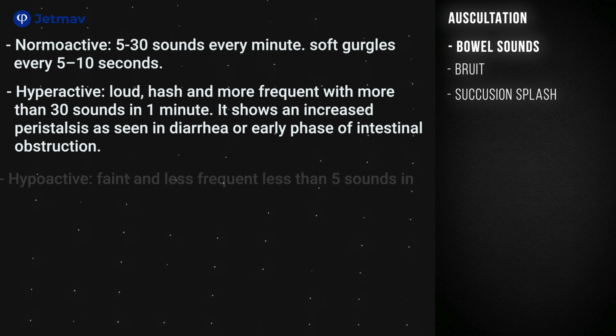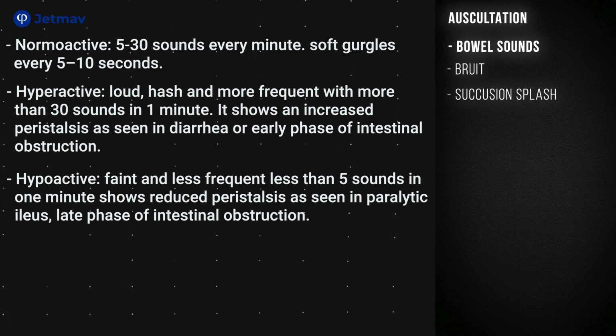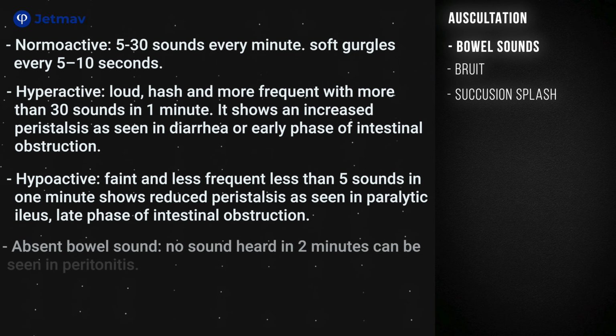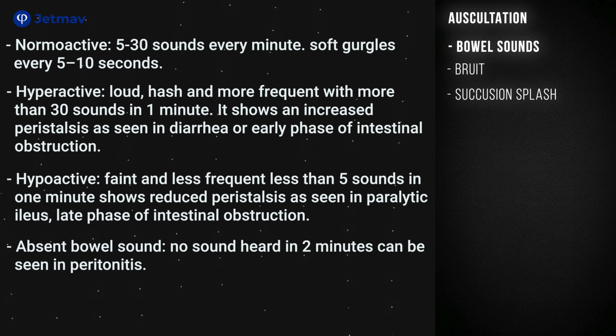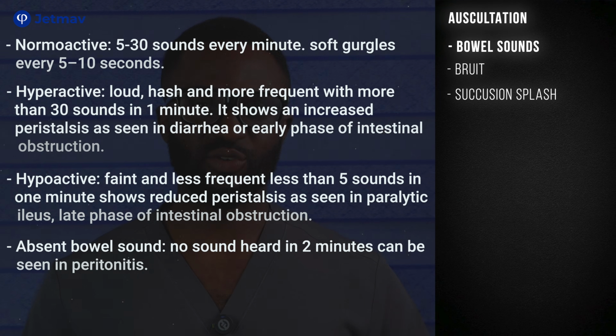Then we also have hypoactive bowel sound. This is faint and less frequent, usually having less than 5 sounds in 1 minute. It shows a reduced peristalsis as seen in paralytic ileus or late phase of intestinal obstruction. Then in some cases, we can also have absent bowel sound, which means no sound heard in 2 minutes. So after checking for 2 minutes, you were not able to hear any bowel sound. Then you can say that the bowel sound is absent. And this can be seen in peritonitis.